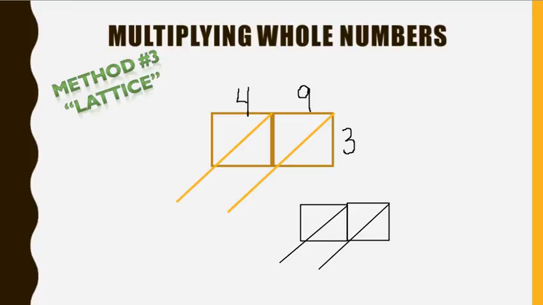Okay, and so what you would do is here you would say 9 times 3. And this side of the box is your 1s. This side of the box is the 10s. Same here, 1s, 10s.